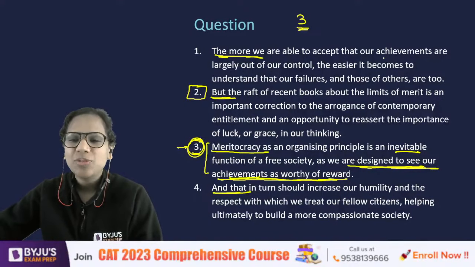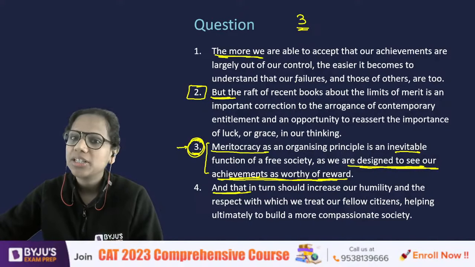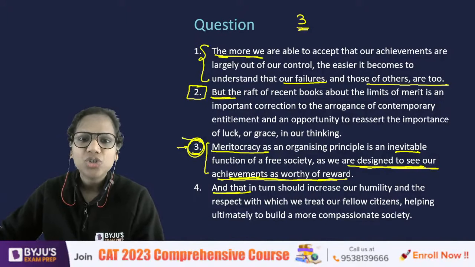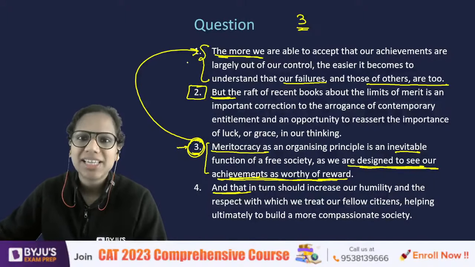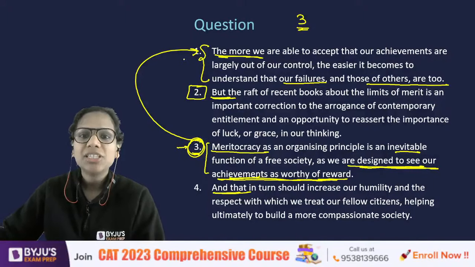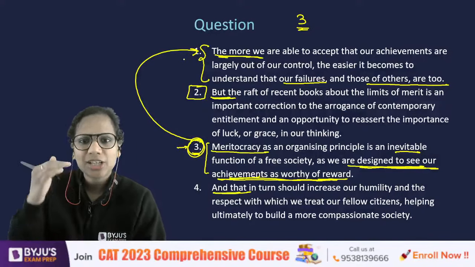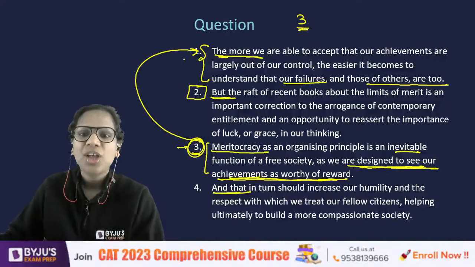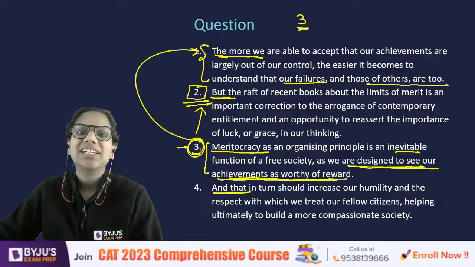So, look at this here. The more we are able to accept that our achievements are largely out of our control, the easier it becomes to understand that our failures and those of others are too. So, you see that one is saying something that is different from three, and straight away jumping to it will not make sense, right? So that means there has to be something in between that actually justifies that transition to an opposite idea. So two is that link.